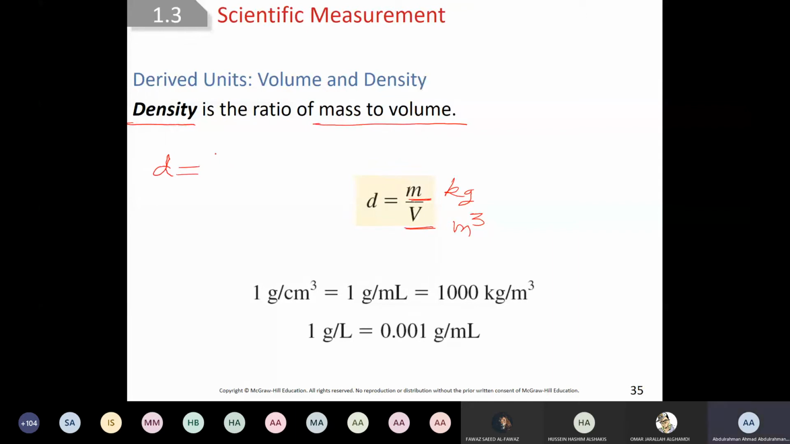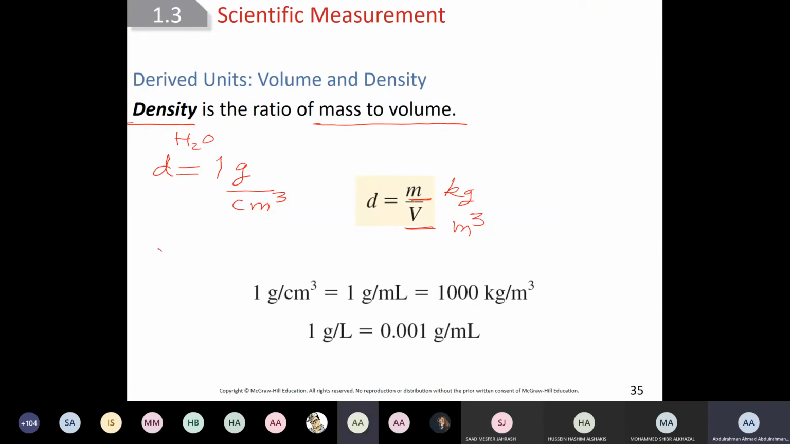What is the density of water? H2O, 1. You have to memorize this. 1 what? What's the unit? 1 gram over centimeter cube. All right? Can we make it now?